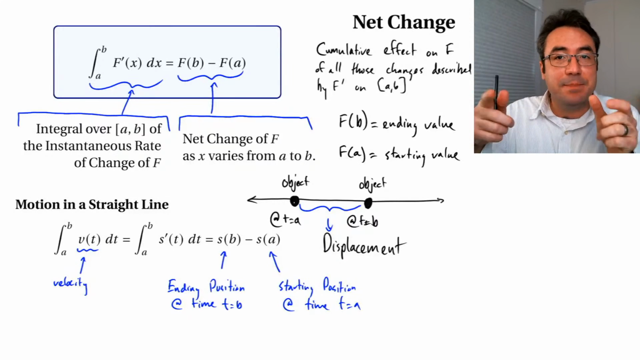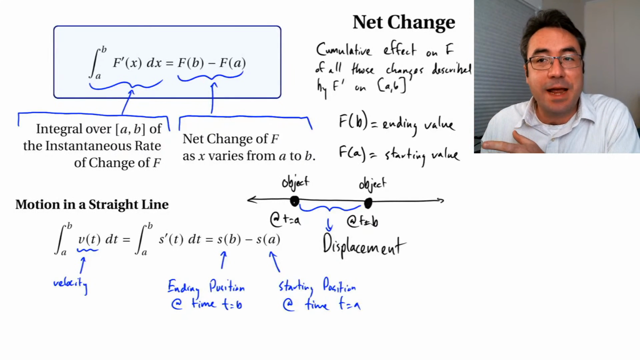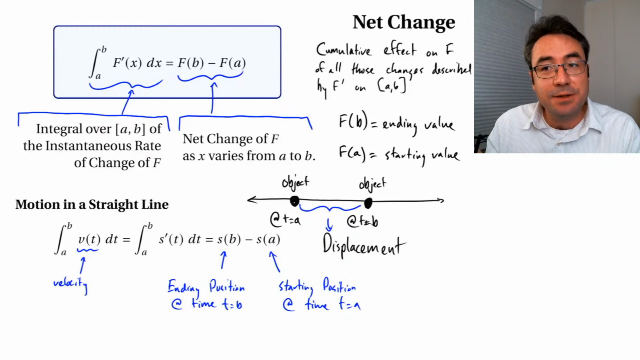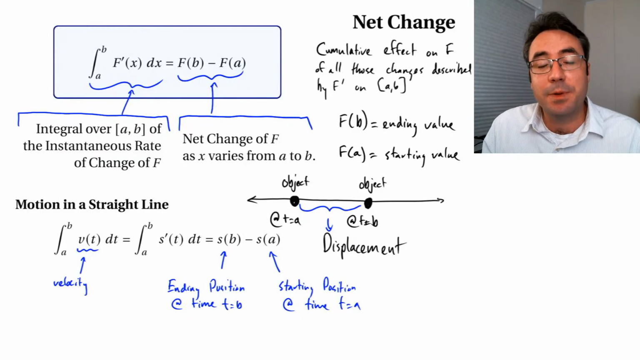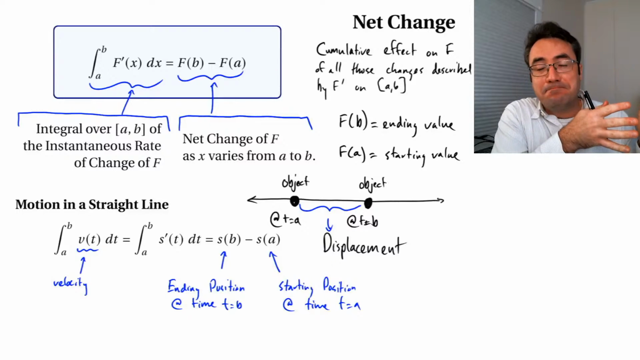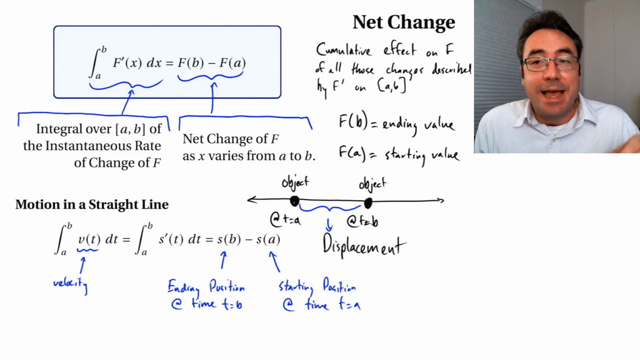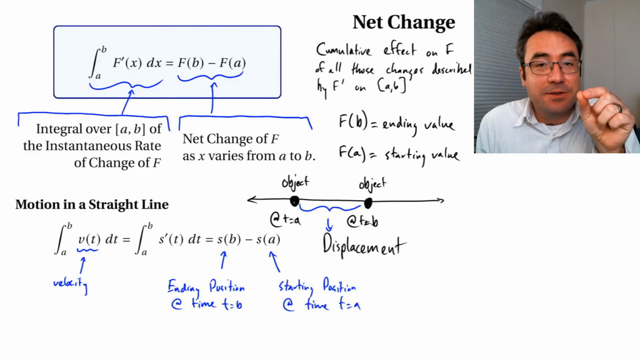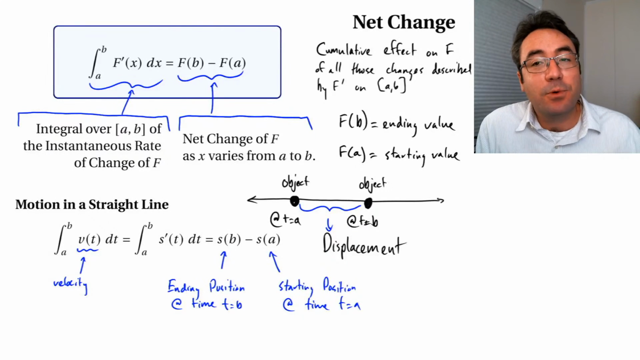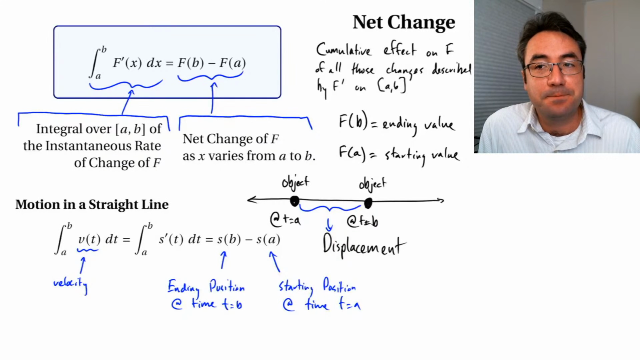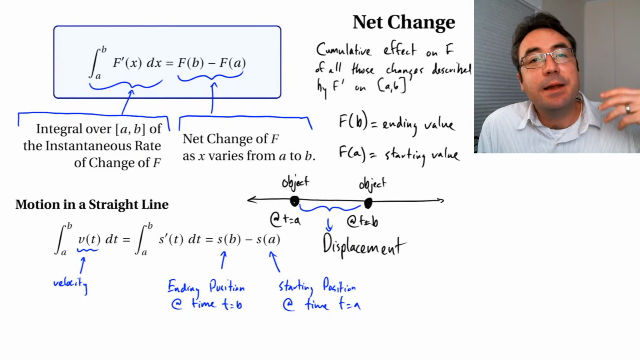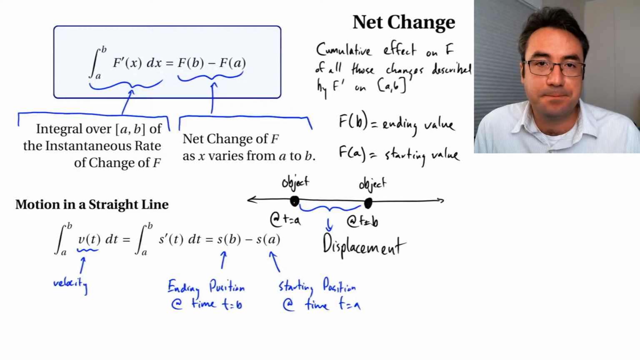So displacement can be positive. If your ending position is in the positive direction, displacement would be positive. If you end up in the negative direction, then displacement would be negative. And if somehow you start and stop at the exact same place, well, then displacement would be 0. So displacement can be positive, negative, or 0.